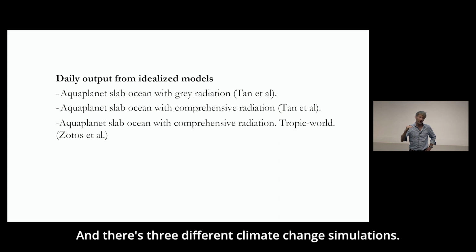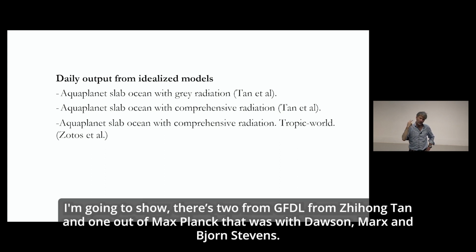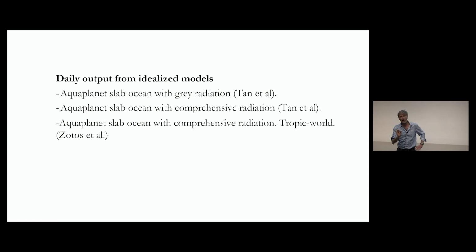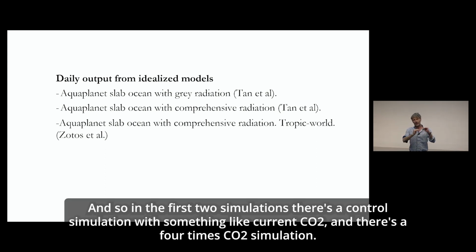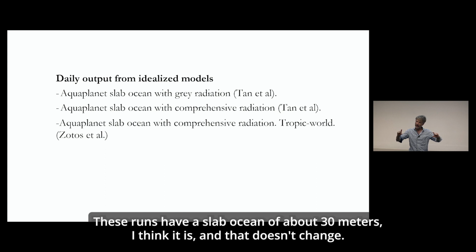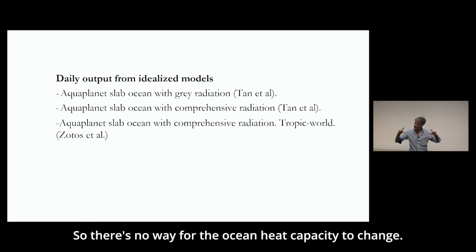And there's 3 different climate change simulations I'm going to show. There's 2 from GFDL, from Jihong Tan, and 1 out of Max Planck that was with Thorsten Mauritsen and Bjorn Stevens. And so in the first 2 simulations, there's a control simulation with something like current CO2, and there's a 4 times CO2 simulation. These runs have a slab ocean of about 30 meters, I think it is, and that doesn't change. So there's no way for the ocean heat capacity to change.